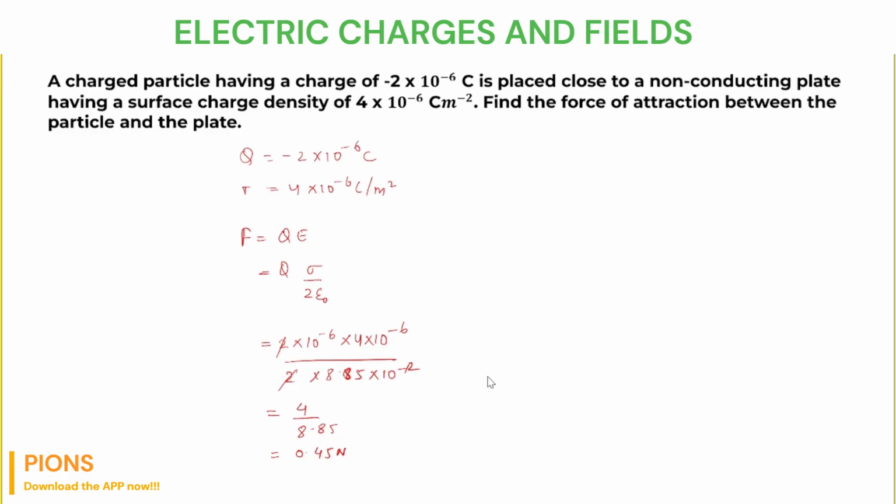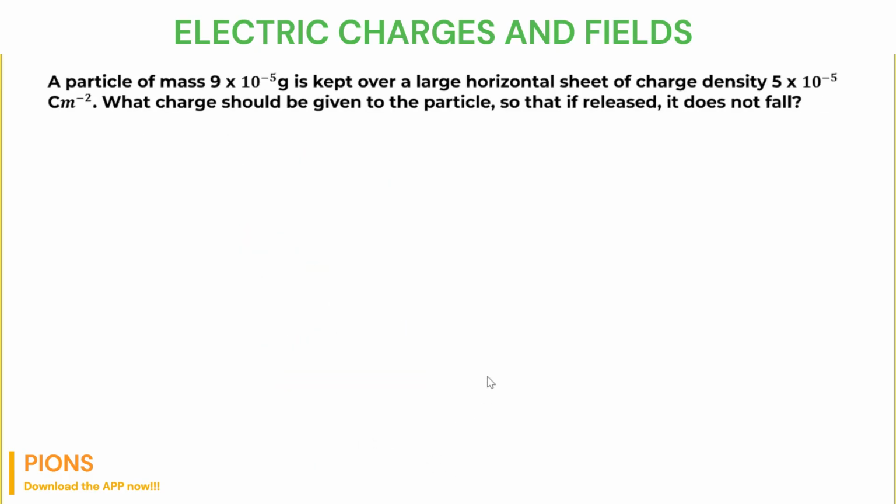We move to the next one. Here, the question says a particle of mass 9 into 10 to the power minus 5 g. So let me just write here, mass is in grams, so let's convert it into kgs. So 10 to the power minus 8 it will become, so minus 8 kgs, is kept over a large horizontal sheet of charge density sigma, given here as 5 into 10 to the power minus 5 Coulomb per meter square. What charge? So they are asking Q, so that if it is released, it does not fall.